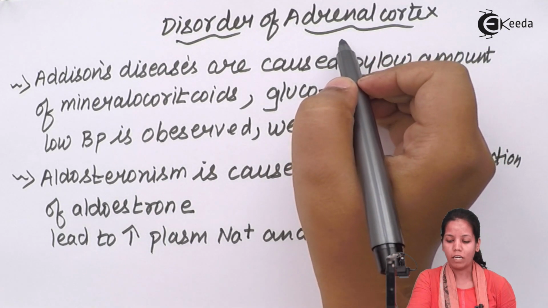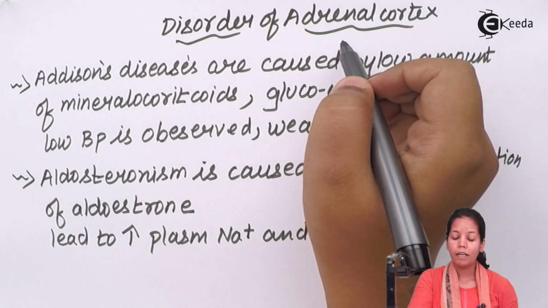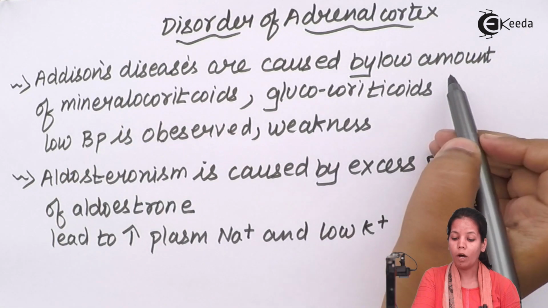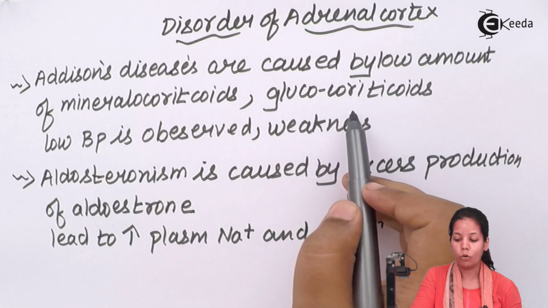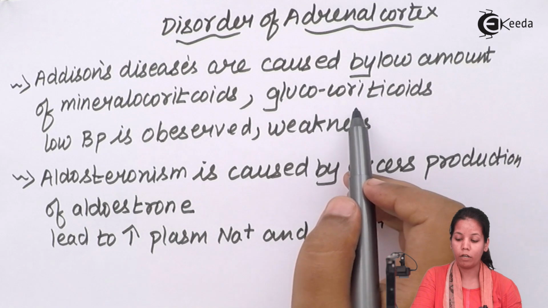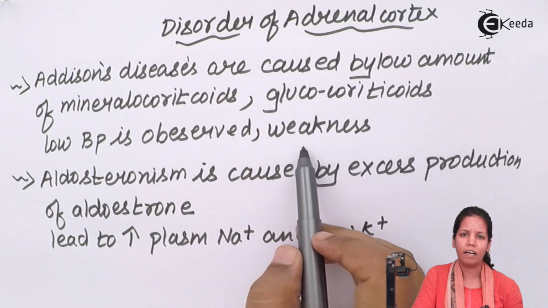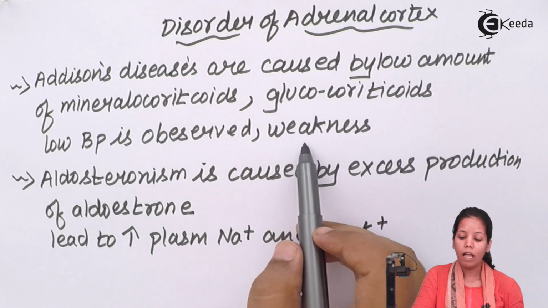Disorders of adrenal cortex. Now, adrenal cortex region disorders result in Addison's disease that leads to low amounts of mineralocorticoids and glucocorticoids. Now, low levels of mineralocorticoids and glucocorticoids lead to lower blood pressure, weakness, retardation, dizziness, etc.